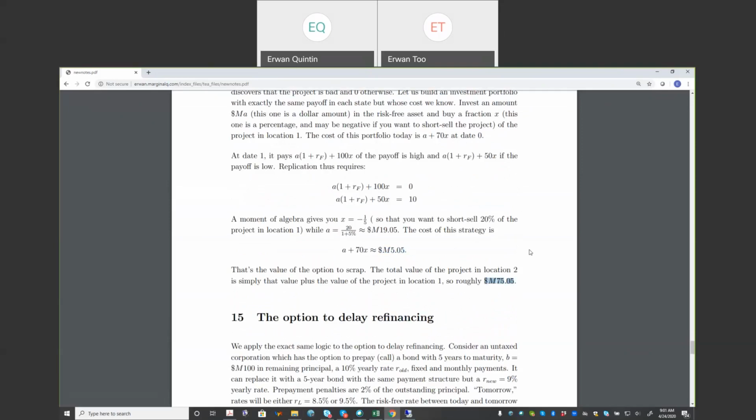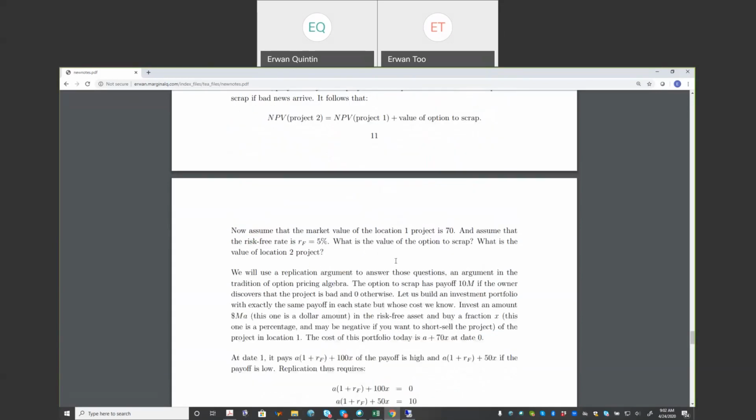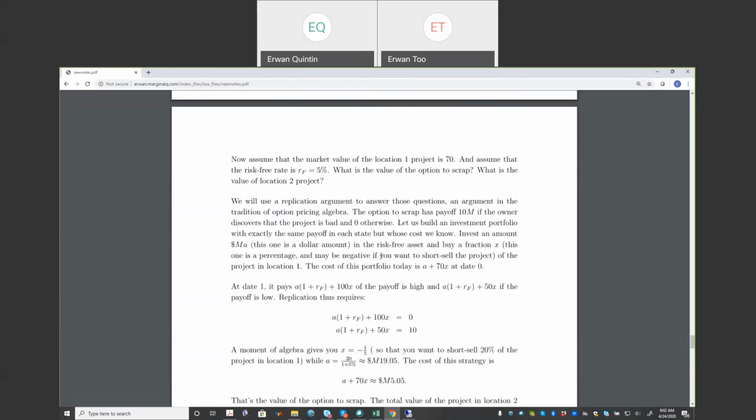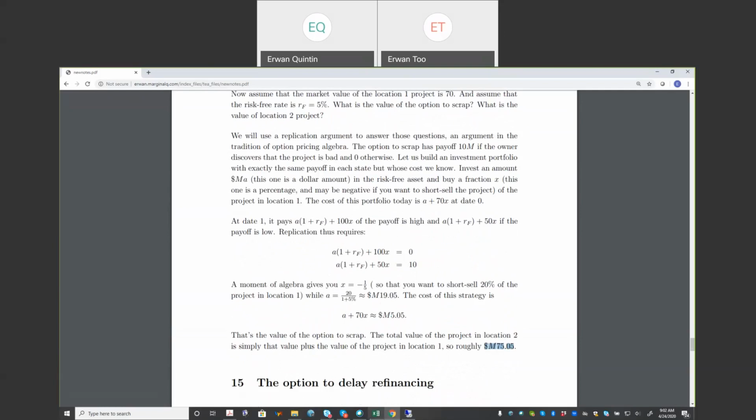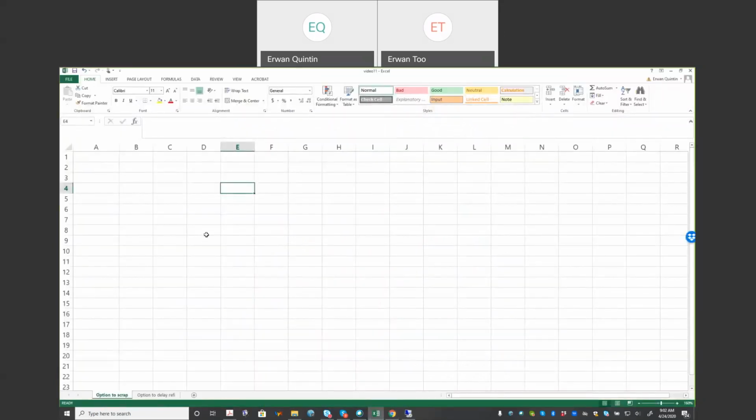And it is worth more than project 1. Why? Because it is more flexible. It comes with an option to scrap. That option to scrap has value $5 million. So the project in location 2 is $5 million more valuable than in location 1. Okay, so you have those notes. You can knock yourselves out and read them at your leisure. Instead, we're going to illustrate this and redo exactly what the math is doing here using Excel, just to look at the same problem from a different point of view.